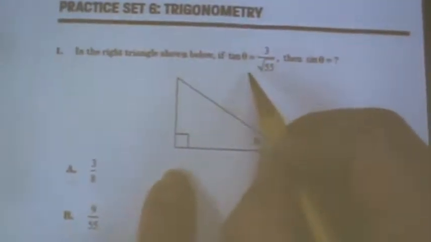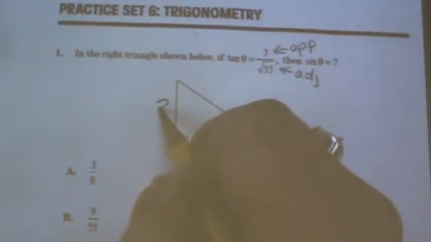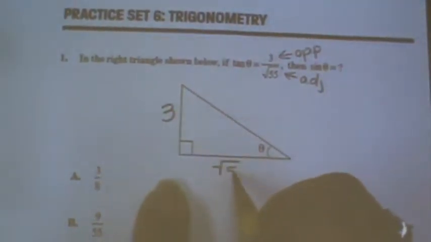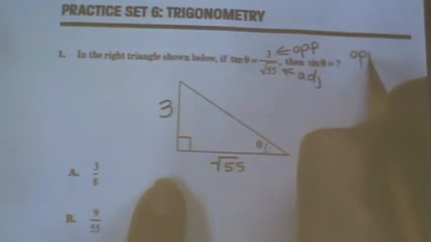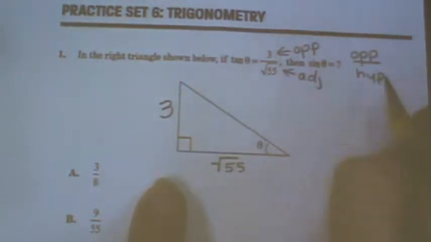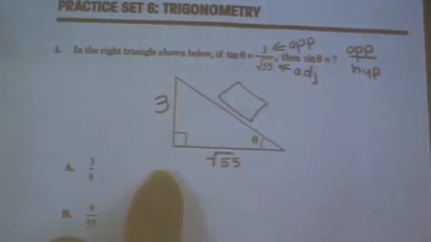It says, given the tangent of this angle, in reference to this side. Tangent, so this is the side opposite, and this is the adjacent. So we're going to put a 3 here and a root 55 here. They want to know what is the sine of this angle. Sine is opposite over hypotenuse. So what do you have to do to figure out this side right here?